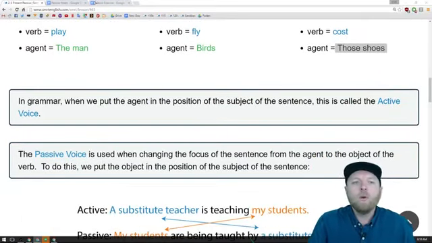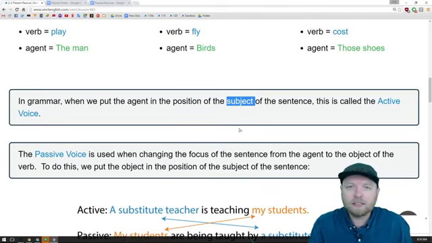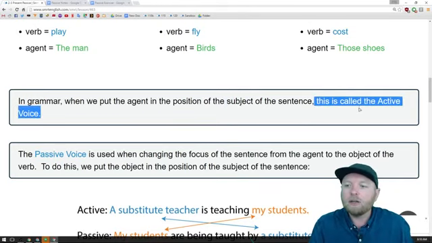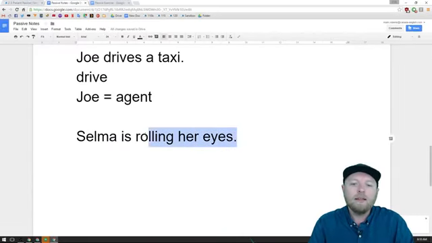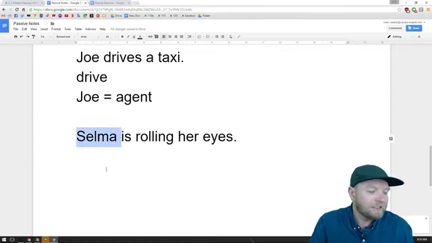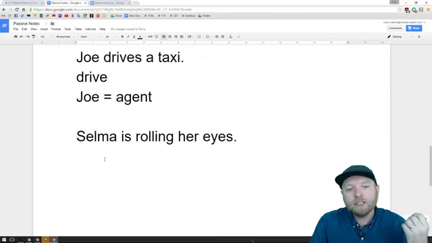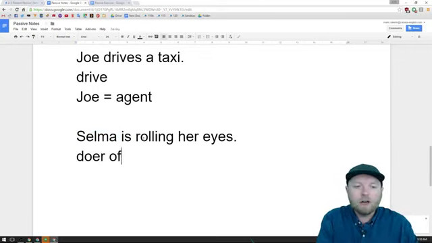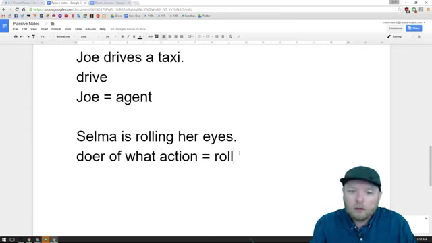Okay. In English grammar, when we put the agent in the position of the subject, this is called the active voice, okay? So what does that mean? Well, I'll use Selma as an example. Selma is the doer. The doer of what action? What is her action? What is the verb? Well, roll, right?